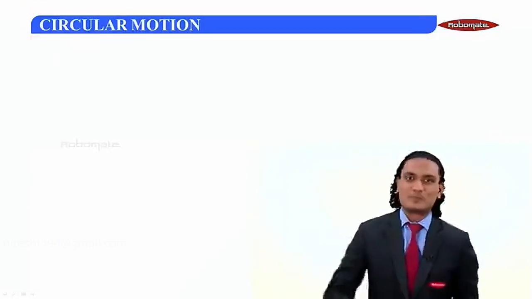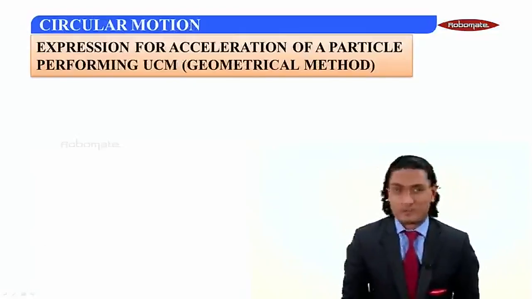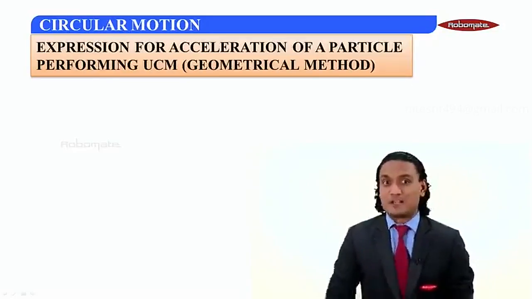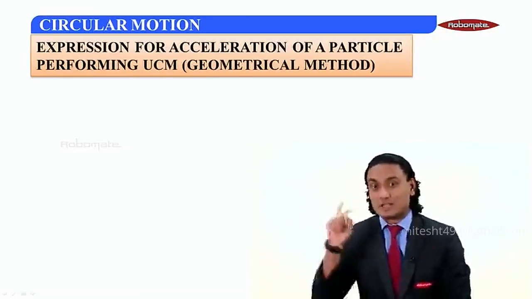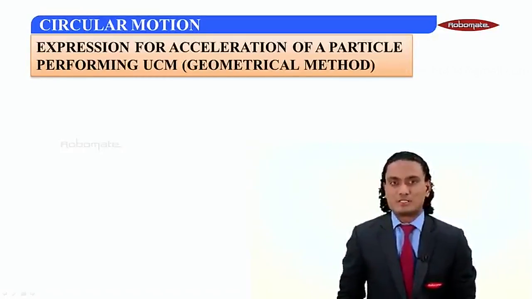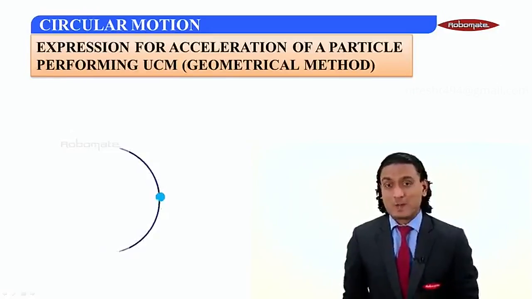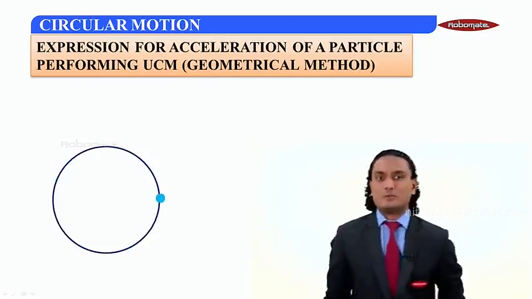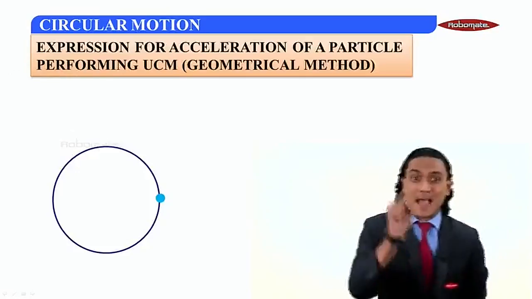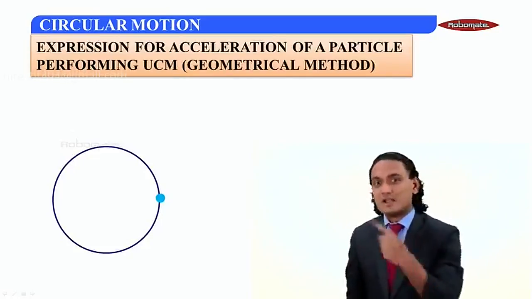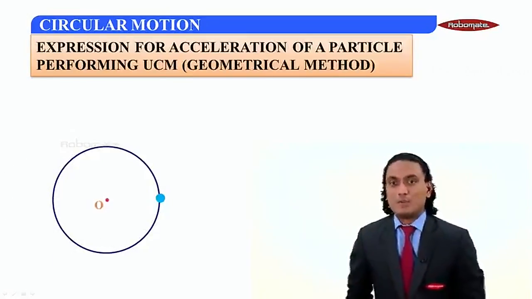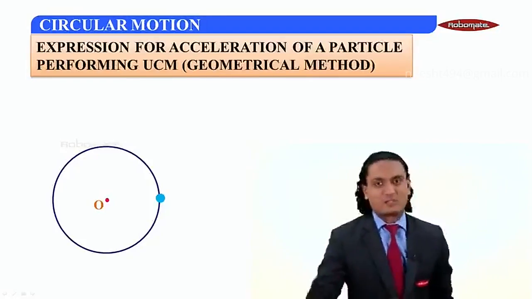Alright, fine. So we all know that UCM is an accelerated motion. Why is it accelerated? Yes, the direction of the linear velocity of the particle keeps on changing even though the magnitude is constant. That is why UCM is an accelerated motion. We saw this. Now for the geometrical method, I'm going to consider a particle performing a uniform circular motion. In uniform circular motion, what is constant? Yes, very good. The magnitude of linear velocity is constant, but the direction of linear velocity keeps on changing. Is that clear?